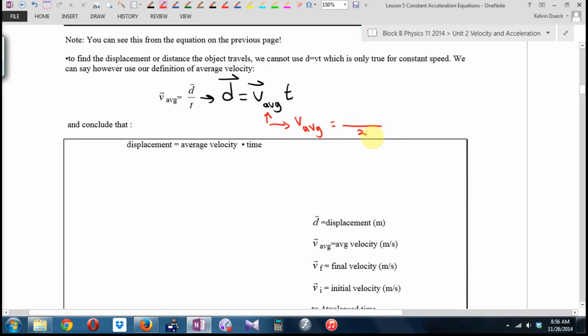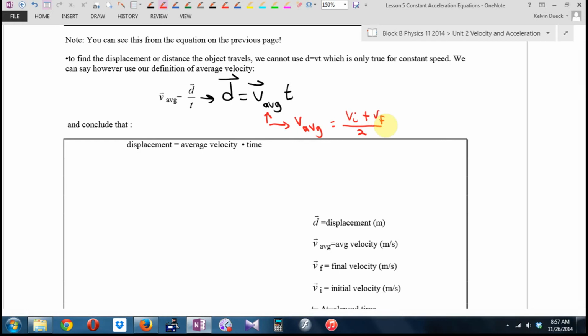What are we adding up? Two velocities. Which two velocities? The same two velocities that appeared in the earlier equation. What were the two velocities that appeared in the earlier equation? How did I label them? Is that okay, Cam?